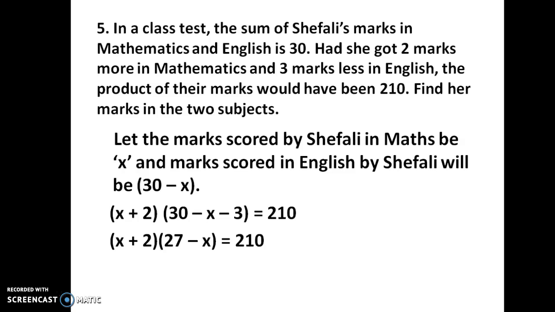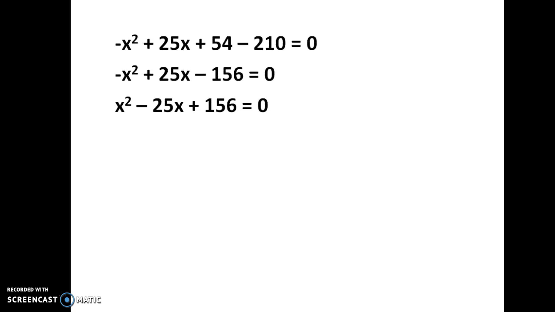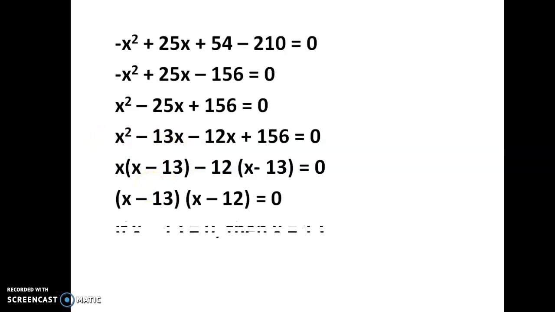Now simplify to get the quadratic equation. Remove the brackets and bring everything to one side of the equal sign. Then you get the required quadratic equation. Here minus is there, so I am multiplying the whole equation by minus 1. So I got the quadratic equation. Again, by splitting the middle term, I got 13x and minus 12 in the middle. Taking out the common factors, x is taken out common, and here 12 is taken out common. So x can be found from this. So x is equal to 13 or x is equal to 12.